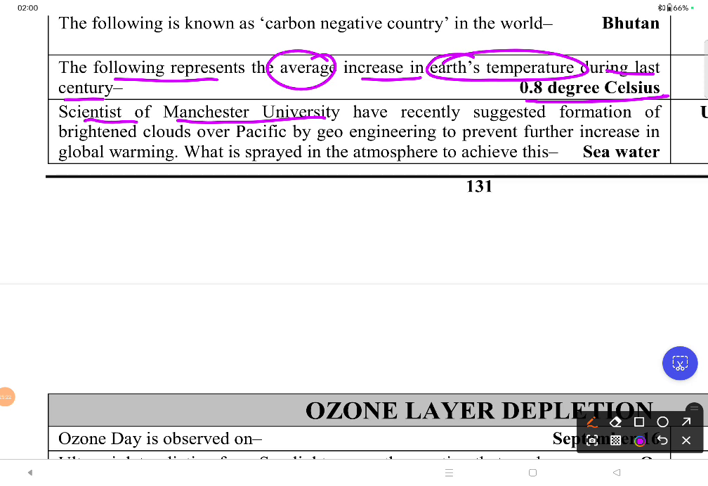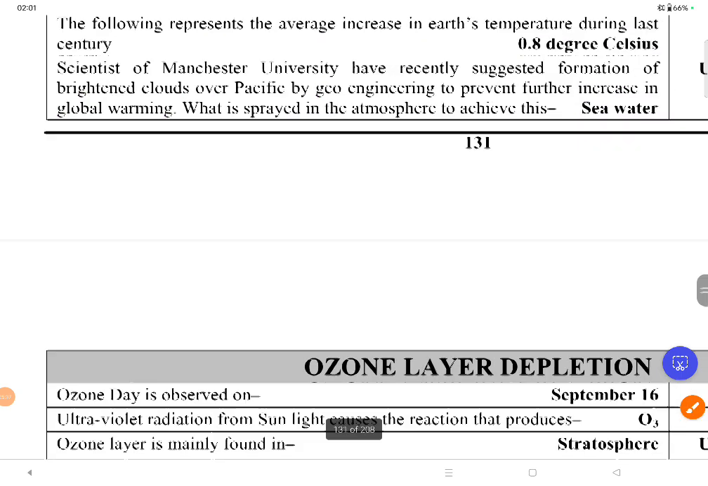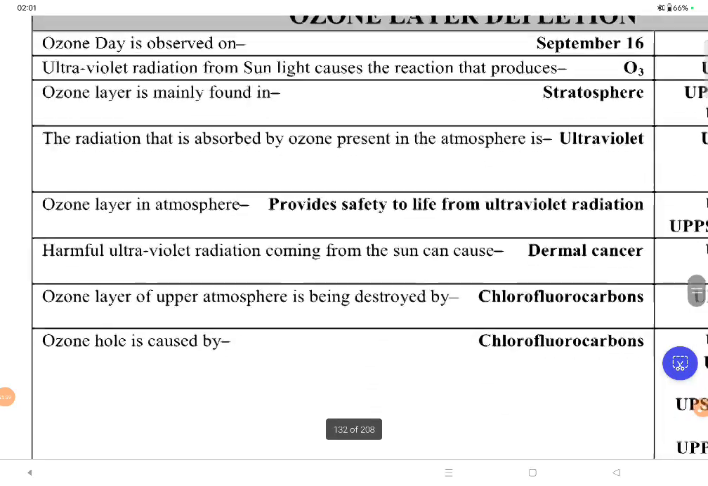Scientists of Manchester University have recently suggested formation of brightened clouds over Pacific by geoengineering to prevent further increase in global warming. What is sprayed in the atmosphere to achieve this? Seawater. Now move on to the next chapter, that is ozone layer depletion.